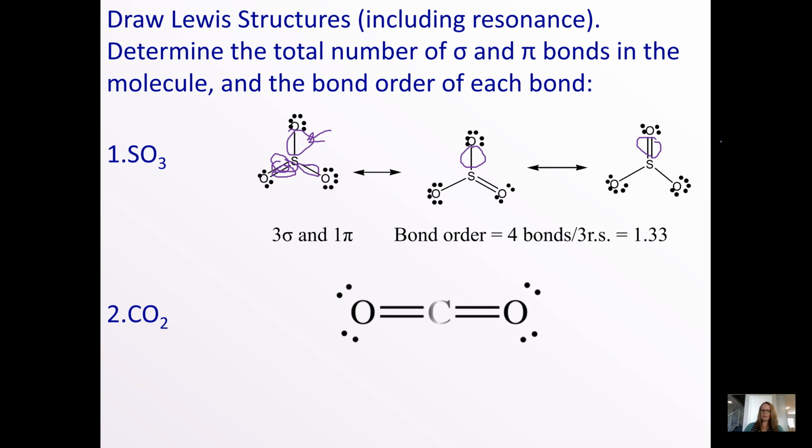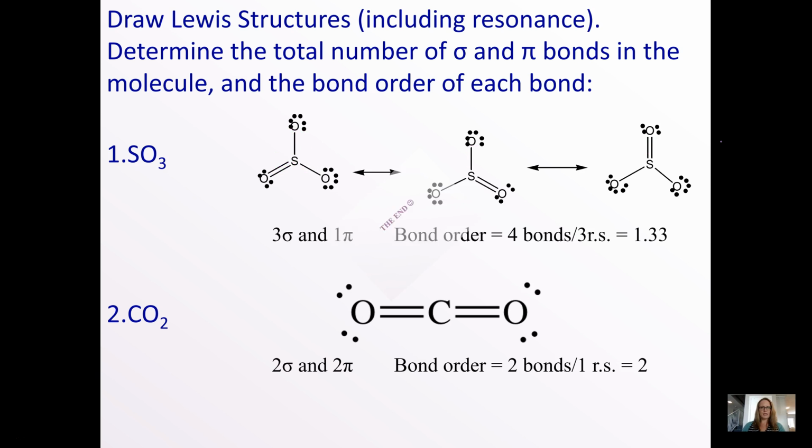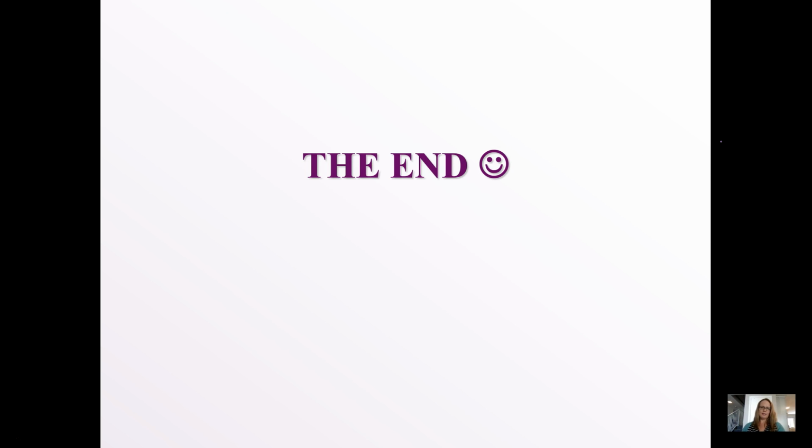For carbon dioxide, our only valid Lewis structure is the double bond. Again, I think of in and out every time I say that. And if you do the sigma bonds, there's 2 sigma, 2 pi, and a bond order of 2, double bond. And both carbon-oxygen bonds have the same kind of electron environment. And we are done. Thank you very much.